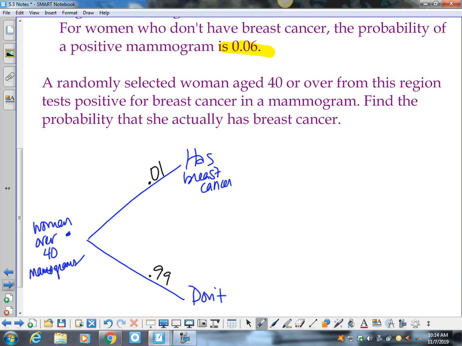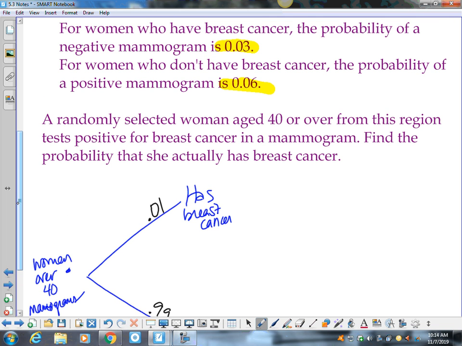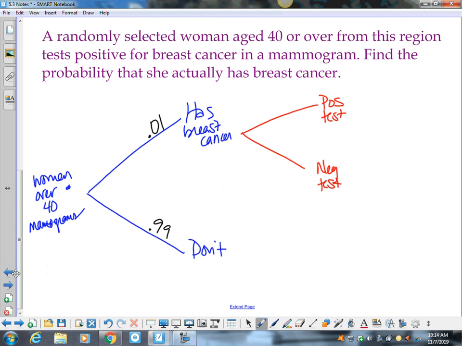Okay. Now, these women come in and have a mammogram. When they have their mammogram, they either get a positive test result or a negative test result. And the same thing for if they don't have breast cancer.